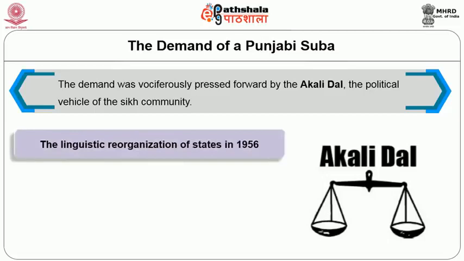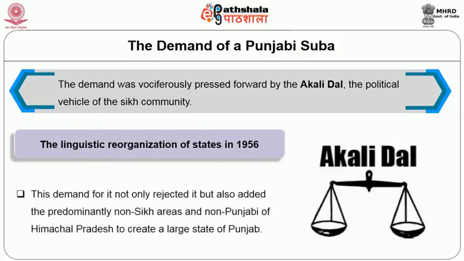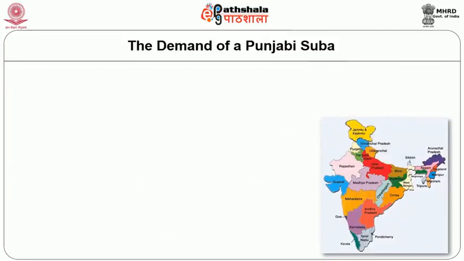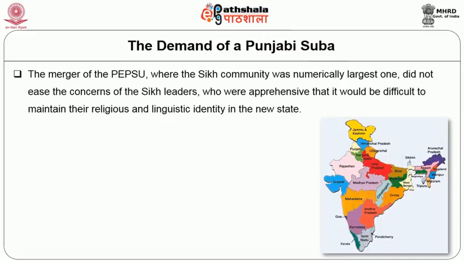The linguistic reorganization of the states in 1956 ironically gave a flip to this demand, for it not only rejected it but also added the predominantly non-Sikh and non-Punjabi areas of Himachal Pradesh to create a large state of Punjab. The merger of Pepsu, where the Sikh community was numerically the largest one, did not ease the concern of the Sikh leaders, who were apprehensive that it would be difficult to maintain the religious and linguistic identity in the new state.